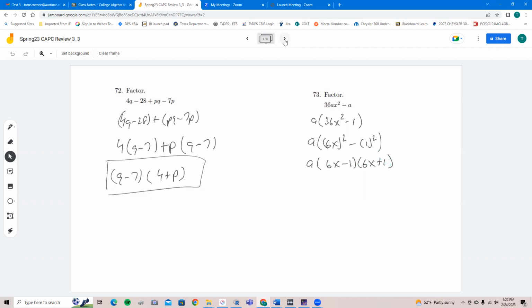Remember that difference of squares pattern. The more times you write it down, the more times you go back and reference it, look it up, the better you'll remember it. Watching me rewrite it will not help you nearly as much.